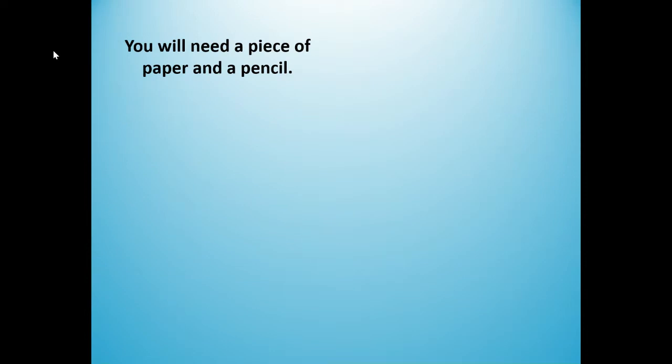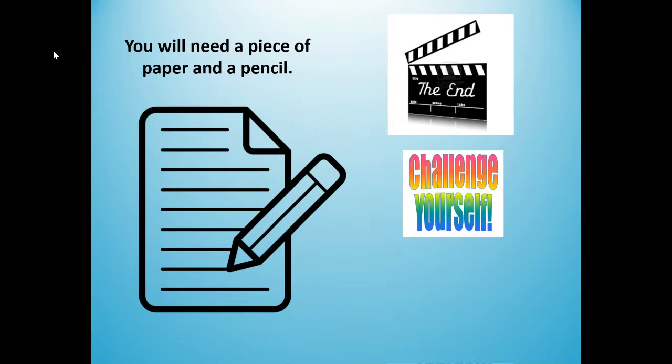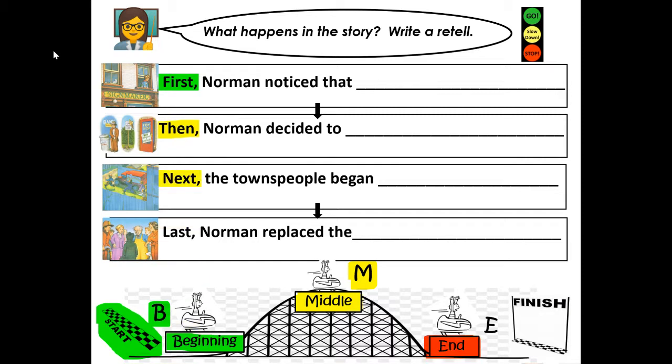So for this lesson, you will need a piece of paper and a pencil, because at the end of our review, you're going to challenge yourself and you're going to answer this question. What happens in the story? Write a retell. And we're going to use our colors, green, yellow, red. So at the start or the beginning of the story, first, you're going to say what happened first. And then we're going to move to the middle. We're going to slow down. And you're going to say then and next. And then we're going to talk about the end or the finish. And we are going to use words like last.